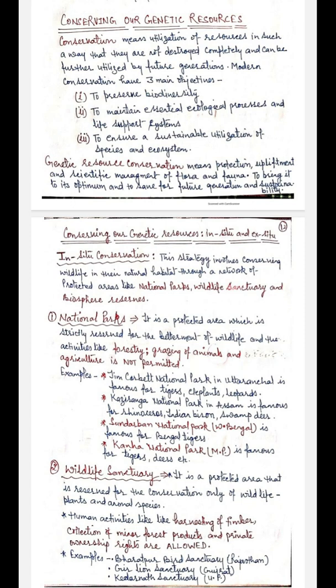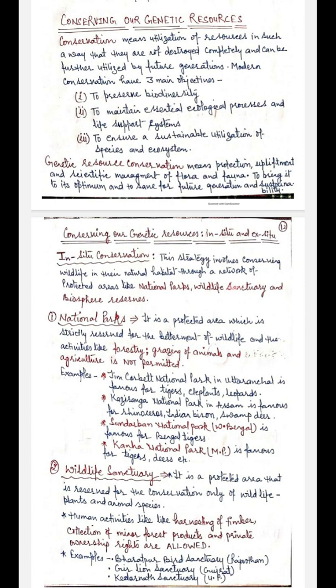Second example of in situ conservation method is wildlife sanctuary. It is a protected area that is reserved for the conservation only of wildlife, that is plants and animal species. Human activities like harvesting of timber, collection of minor forest products, and private ownership rights are allowed.